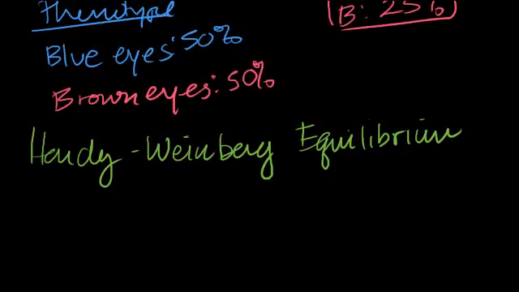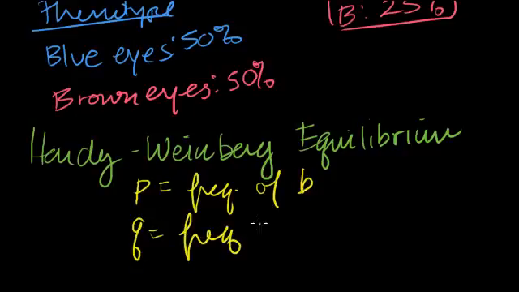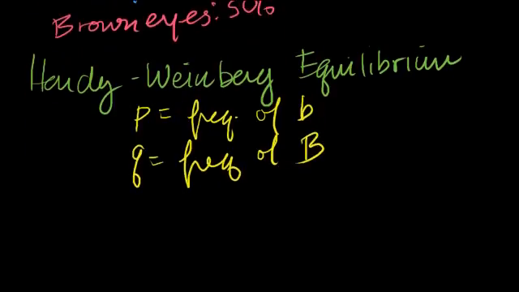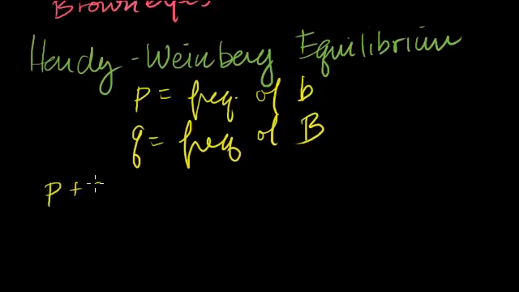So for example, if P is the frequency of blue eyes, and Q is equal to the frequency of brown eyes, what's P plus Q going to be? Well, everything is either going to have blue eyes or brown eyes. If this is 50%, if this is 20%, and remember, this is the allele. Let me make the B allele. Let me make that very clear.